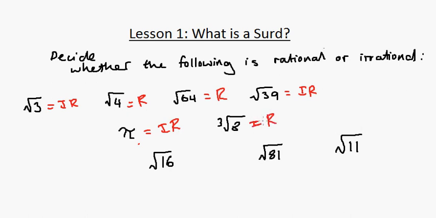The cube root of 8 is just 2 times 2 times 2, so that's rational. Okay, that looks wrong. Let's change that. Yes. Okay, so that is rational. The square root of 16 is 4. The square root of 81 is 9, so that's rational, rational. And this is finally irrational.